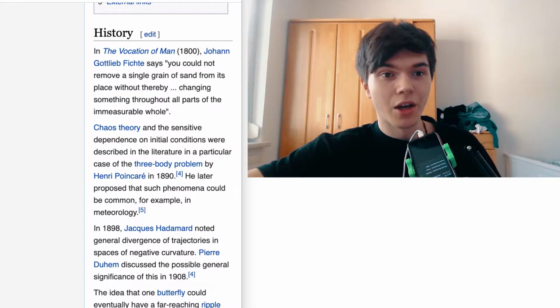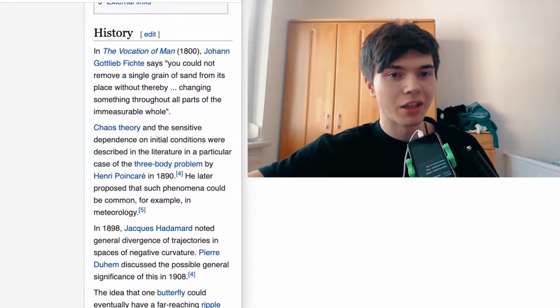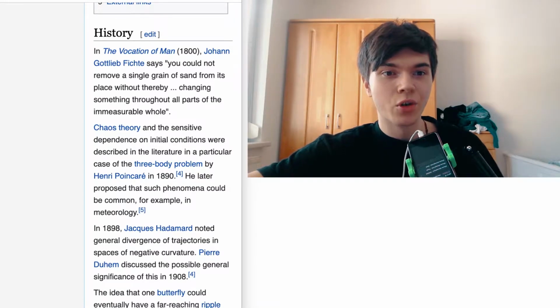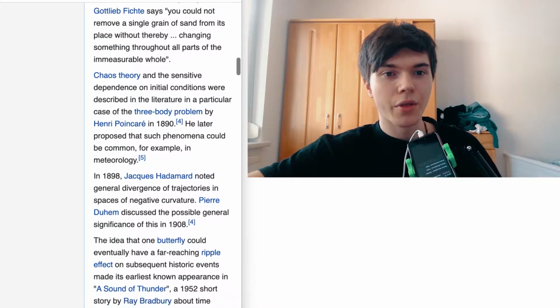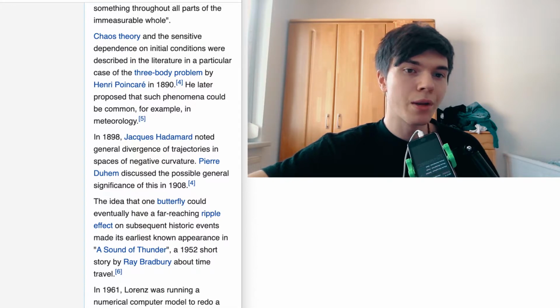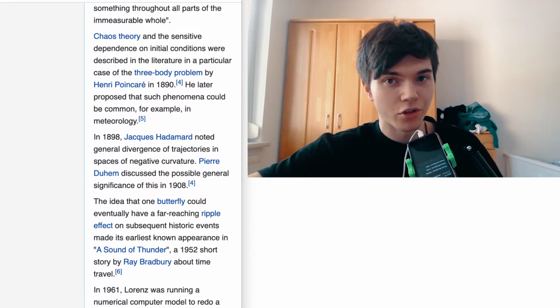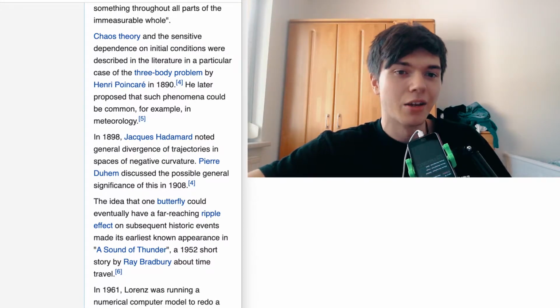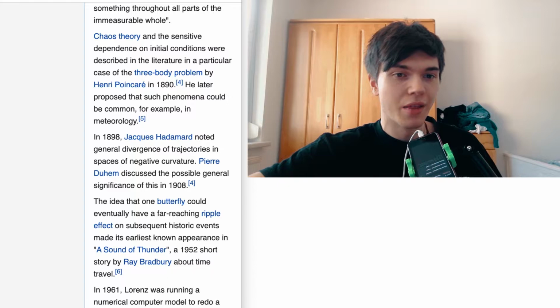So, in The Vocation of Man in 1800, Johann, it is actually Johann Gottlieb Fichte, I assume, says, "You could not remove a single grain of sand from its place without changing something throughout all parts of the immeasurable whole." Chaos theory and the sensitive dependence on initial conditions were described in the literature in the particular case of the three-body problem by Henri Poincaré, I can't speak French, unfortunately. At least I can't pronounce it correctly. In 1890, he later proposed that such phenomena could be common, for example, in meteorology.